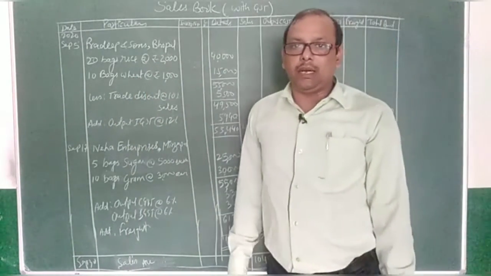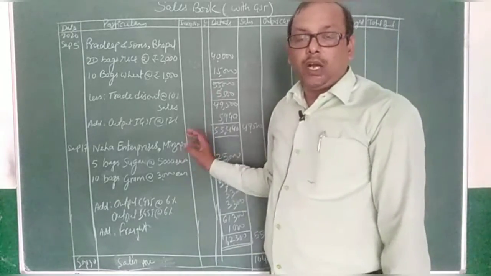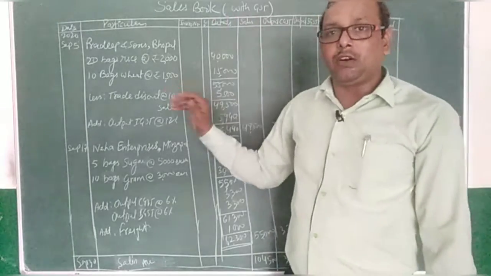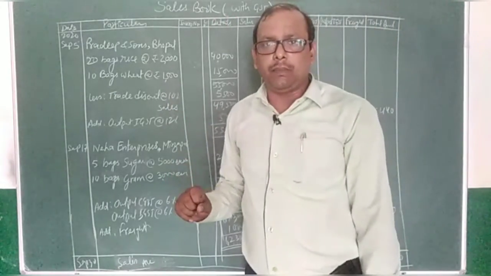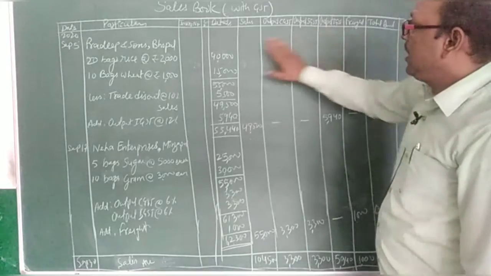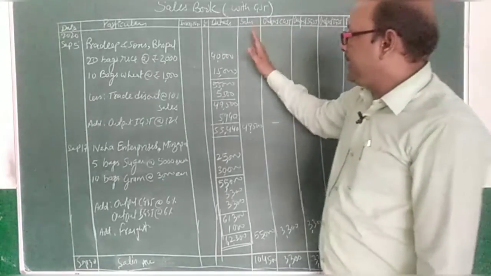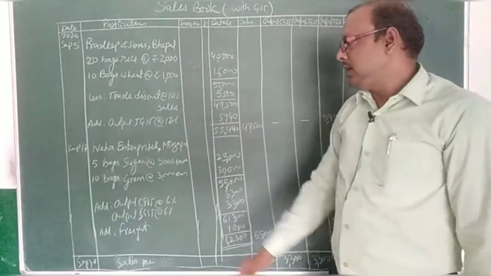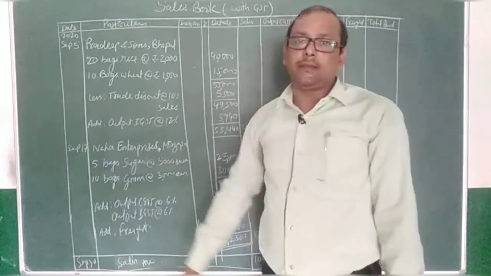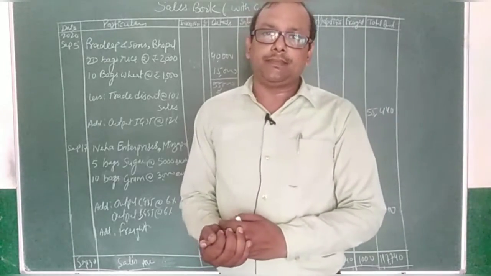I hope that you have understood how to maintain and prepare the sales book with GST or without GST. Do you know how to prepare it without GST? Just see, erase these columns. After detail, the total amount will be here, and just do like this. GST will be ignored here. No output CGST, SGST or IGST.